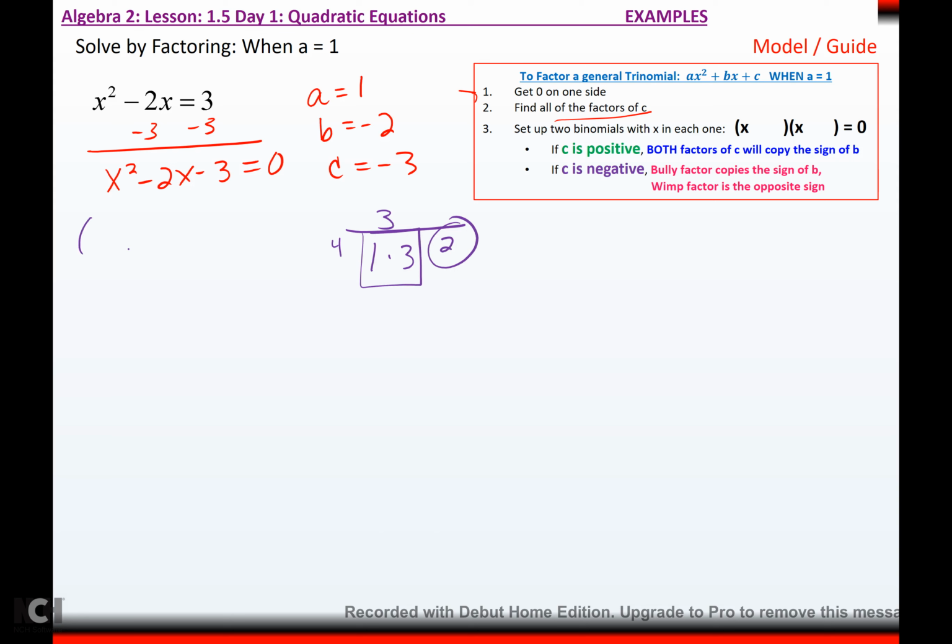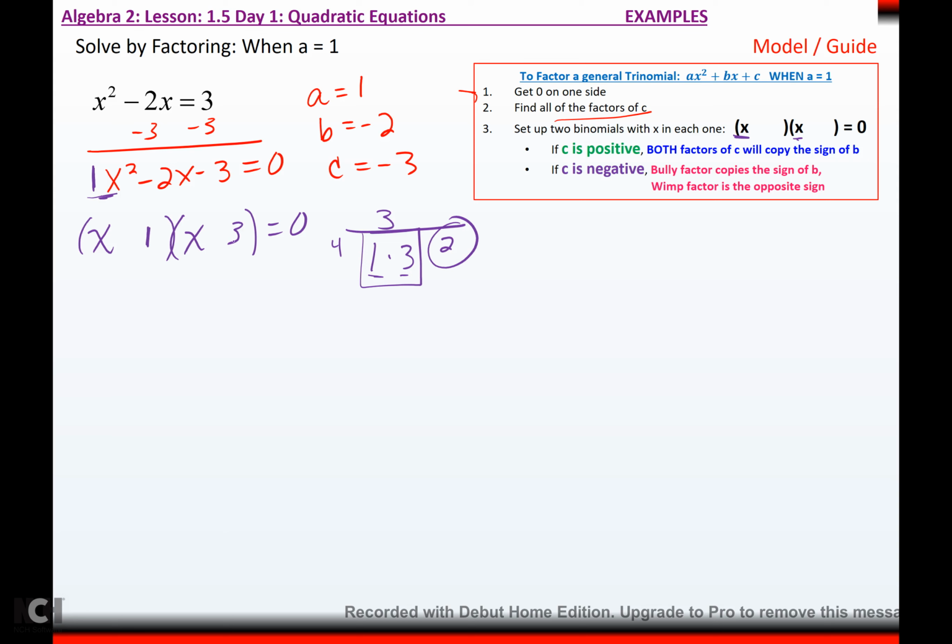So it says write two binomials. I promise x and x when a is 1, because the only way you're going to FOIL and get x squared is if you take x times x. Okay, that gives me that back. Now, I know that 1 and 3, 1 has to be in one, 3 has to be in the other, and it doesn't matter which one. All you have to do is figure out your signs.